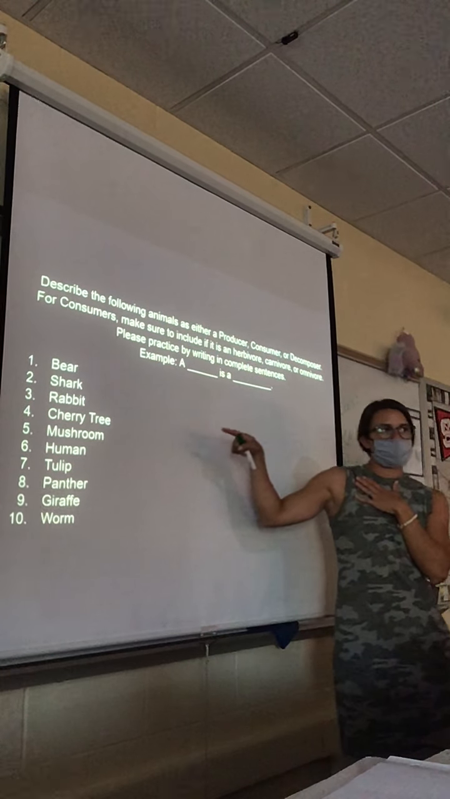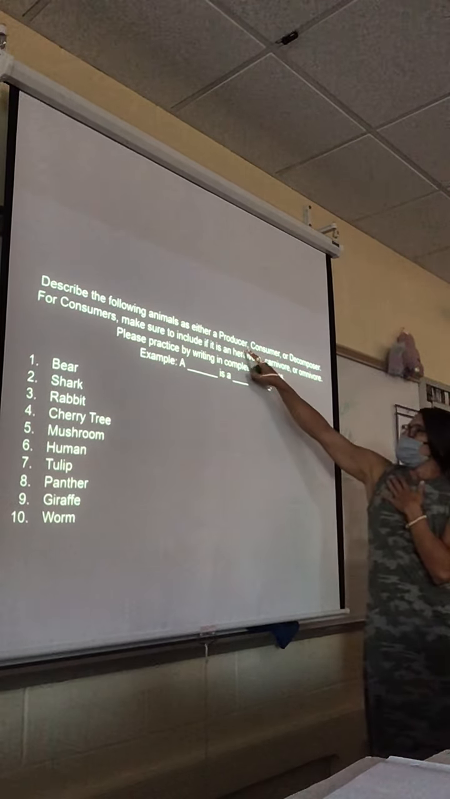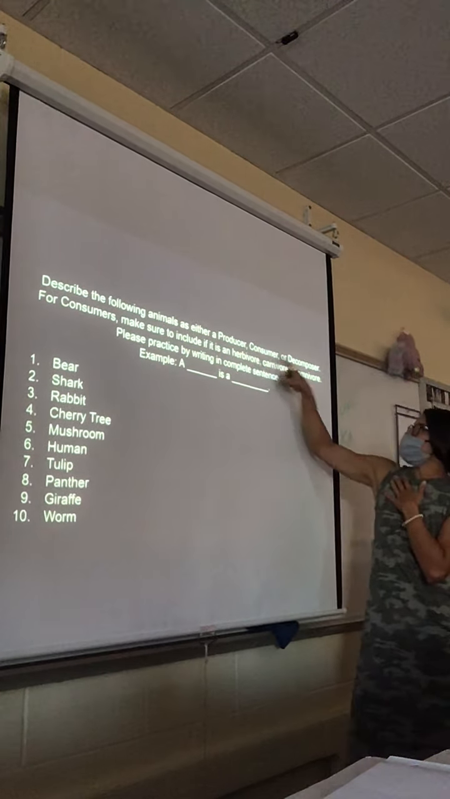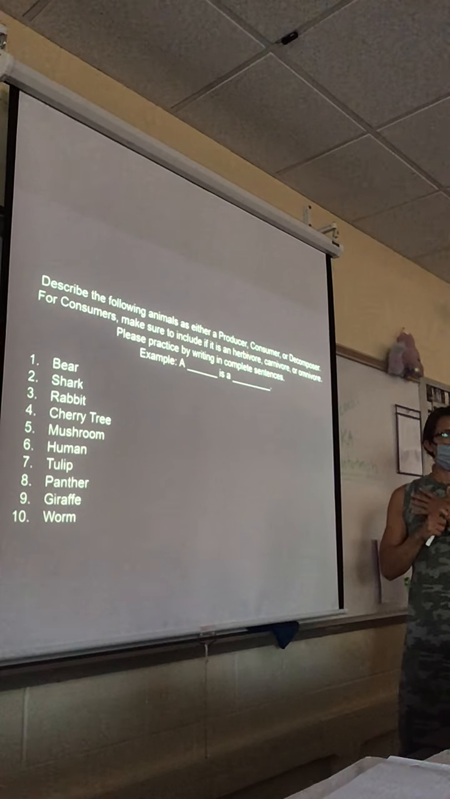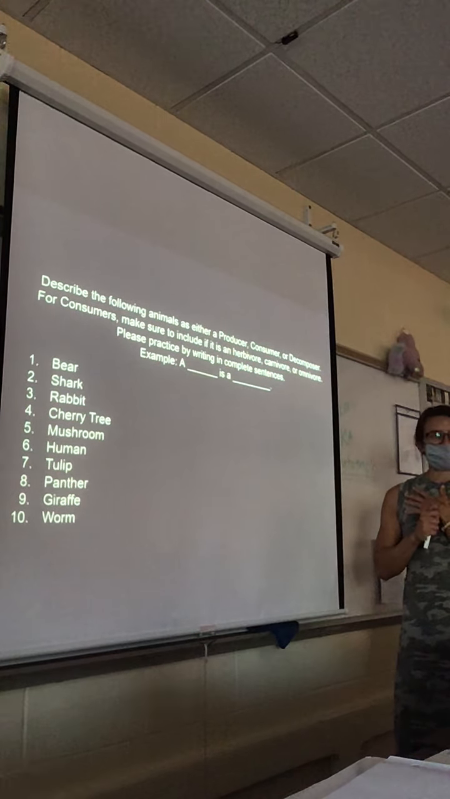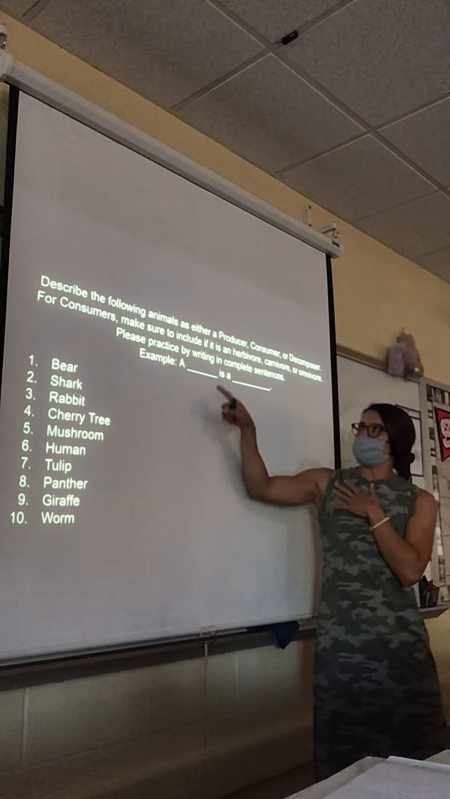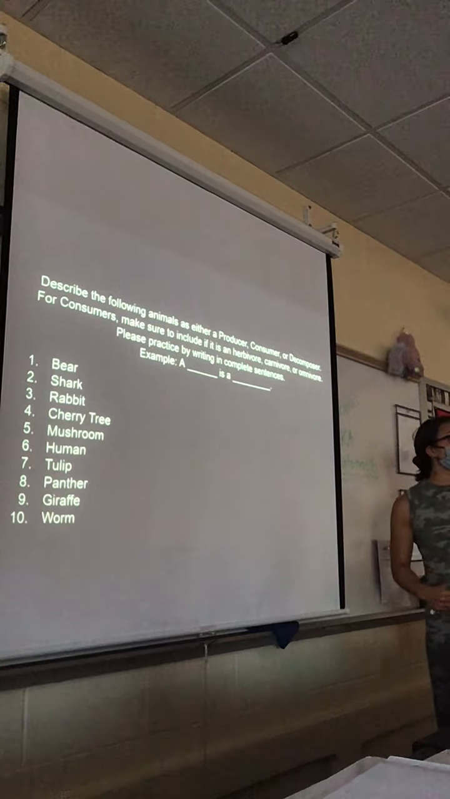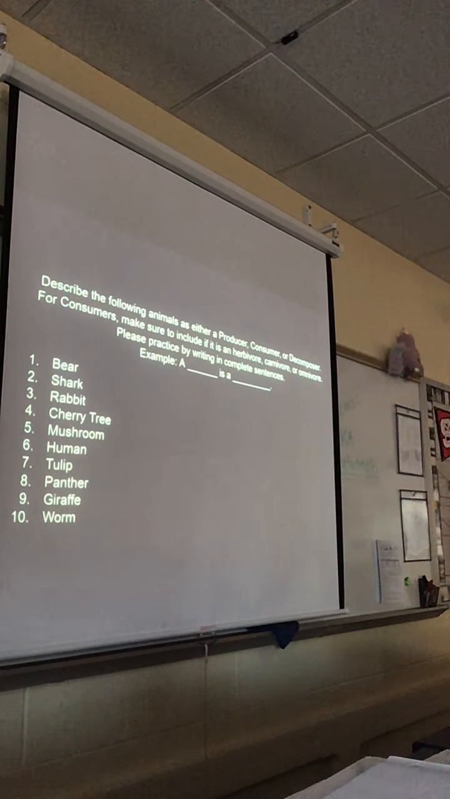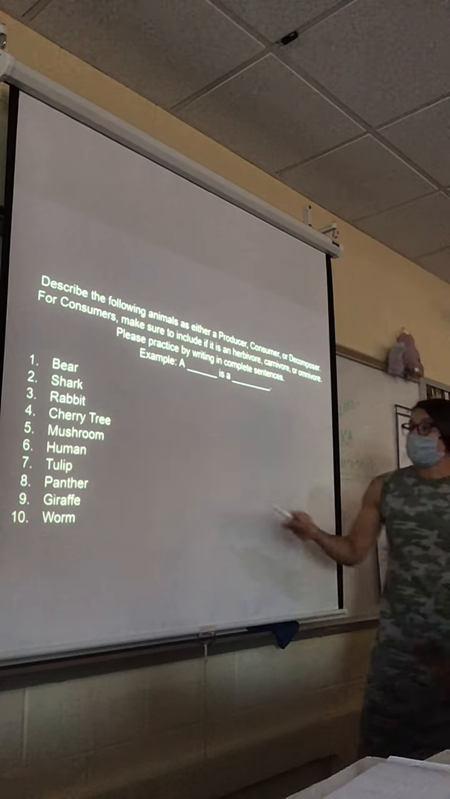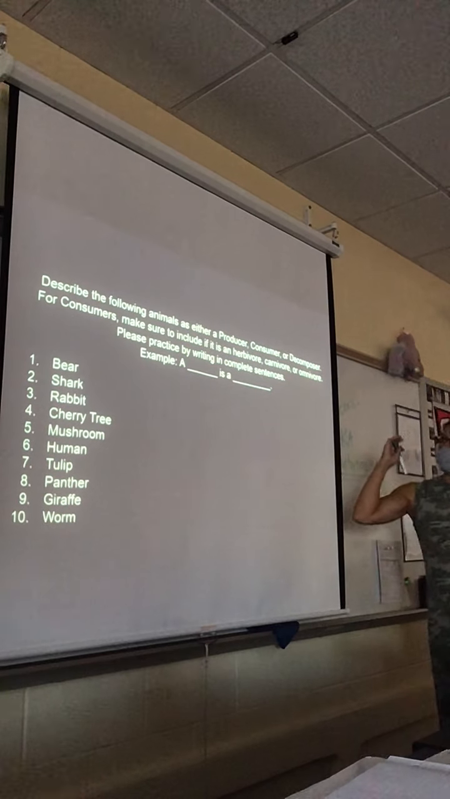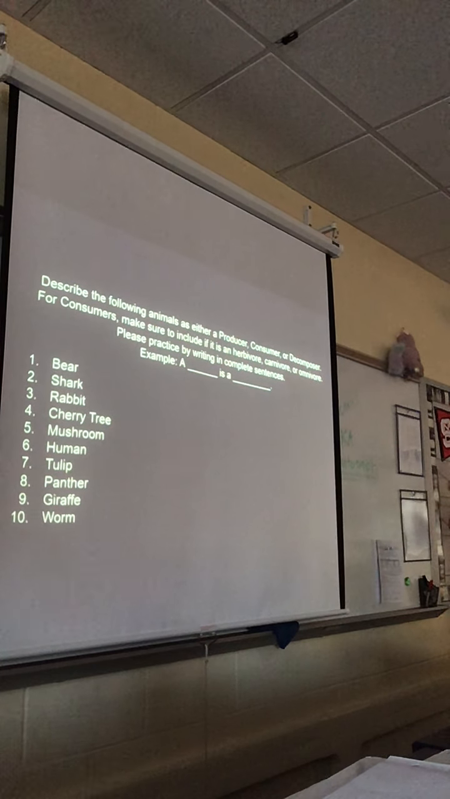What about a shark? Producer, consumer, decomposer? Consumer, good. And then what do they eat? They don't eat plants. Good, they're a carnivore. Excellent. A shark is a consumer that is a carnivore. A lot of times you can think about what kind of teeth the animal has. Nice sharp teeth are not used for eating lettuce, okay? But then we have the rabbit, Luke. Consumer. Good. So a rabbit is a consumer that is an herbivore.